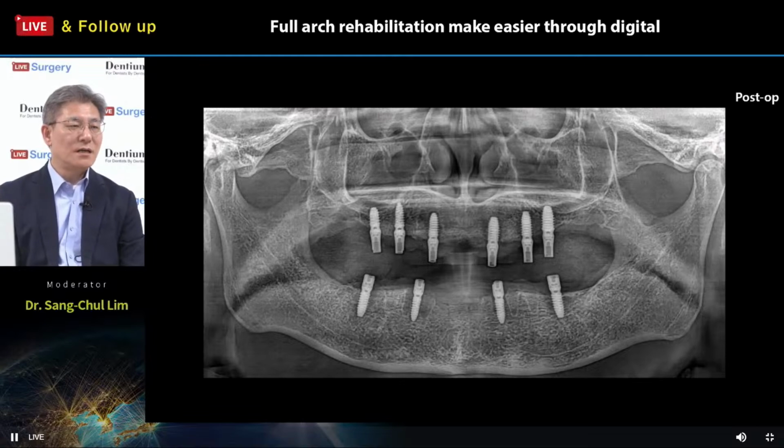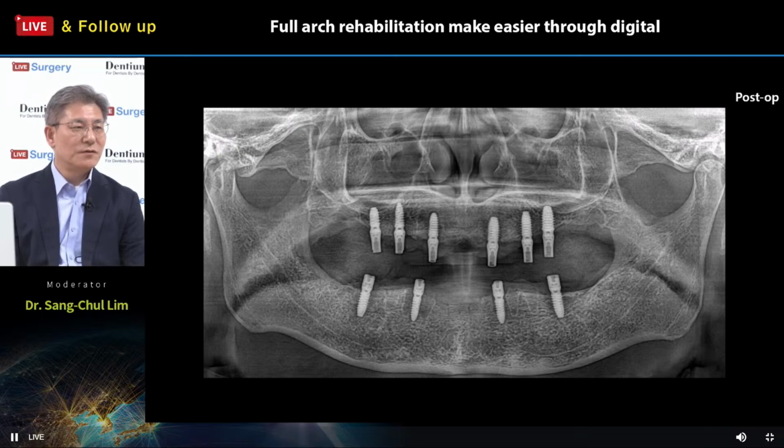Okay, thank you. Let's see the post-op result. This panoramic view shows us a very perfect and good result, a good situation after installation.